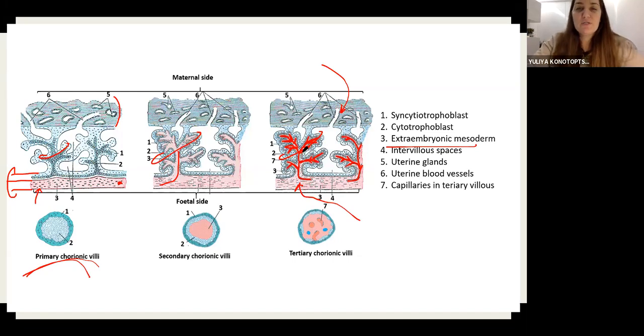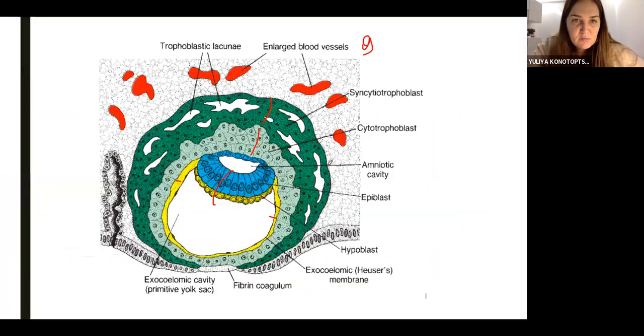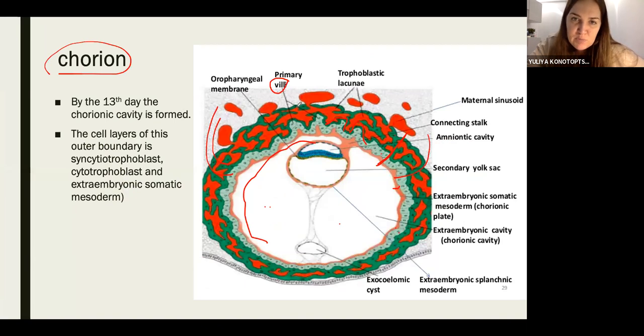So how do we call the space between the villi? How would we call the space right here? This is called intervillous space. Fun fact, intervillous space is actually here. It's this one, the trophoblastic lacuna. Intervillous space is this, the trophoblastic lacuna.